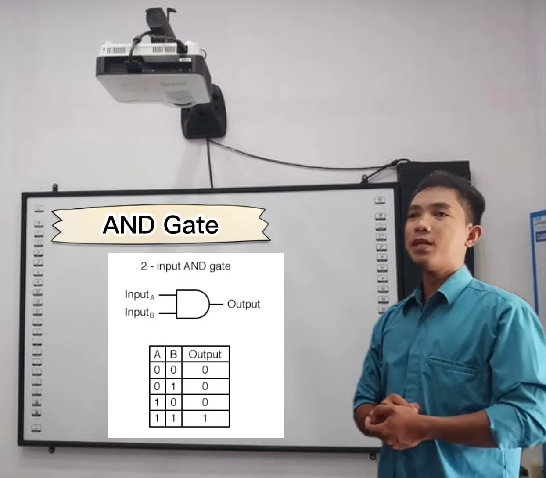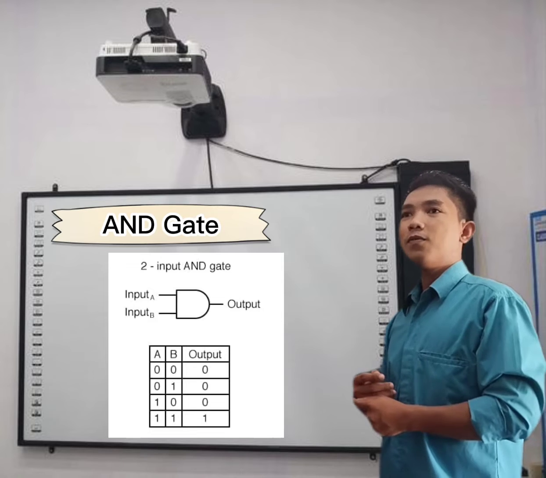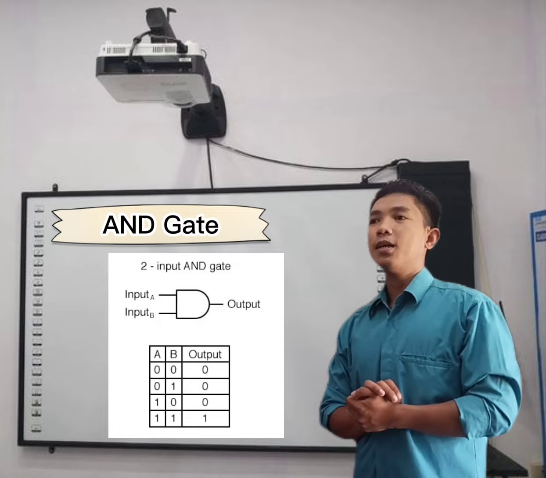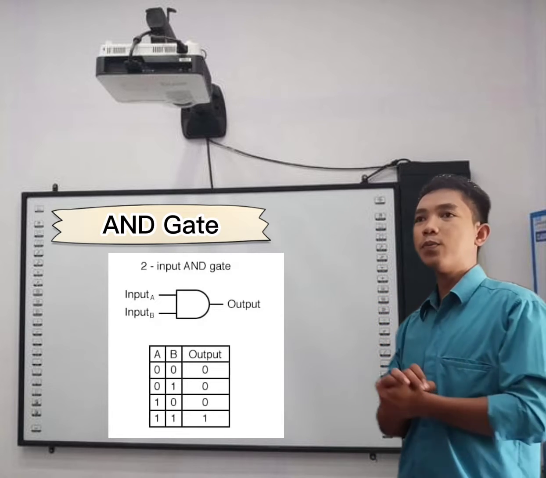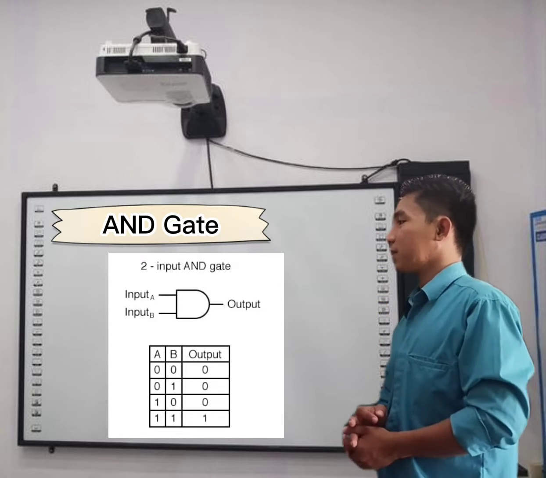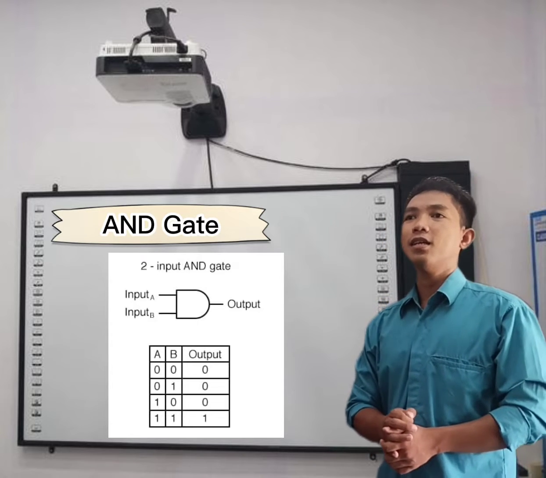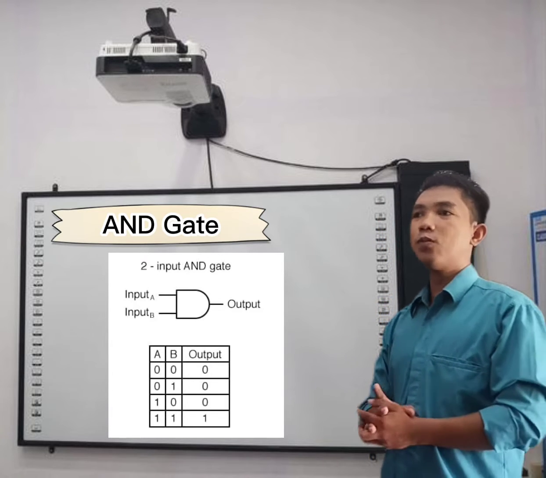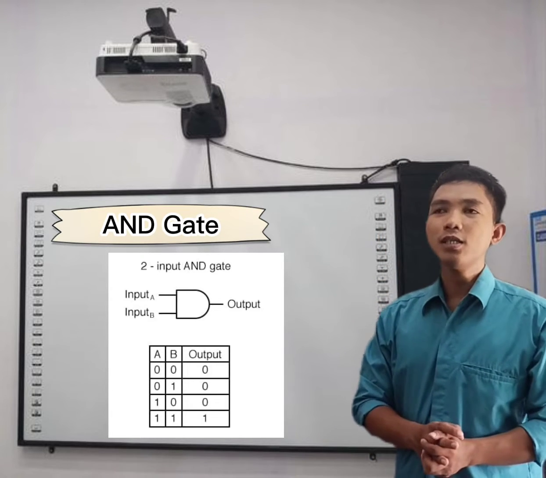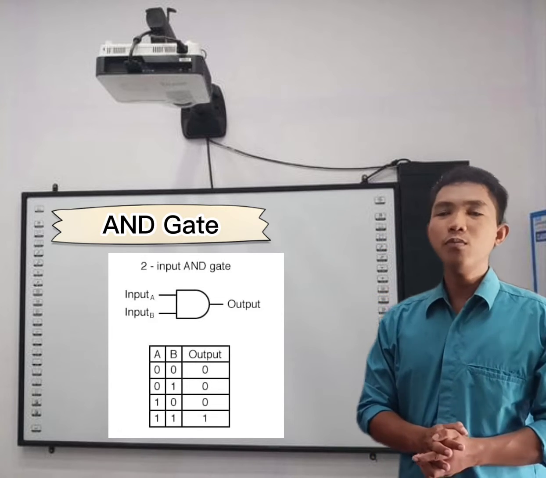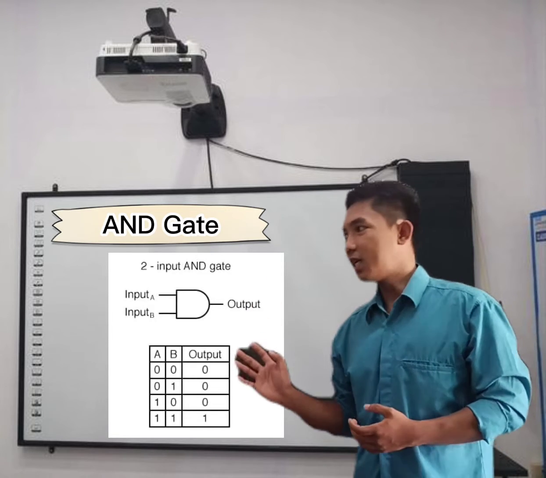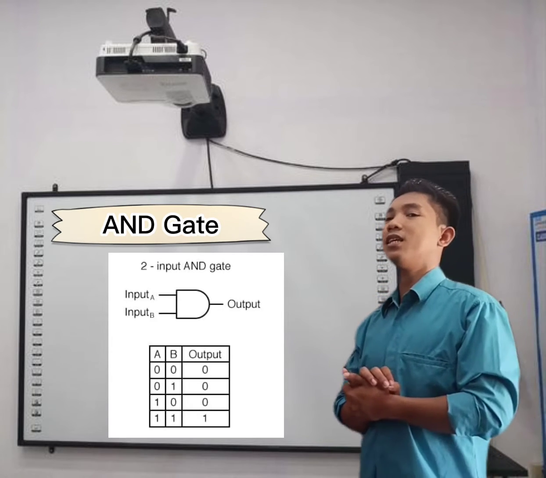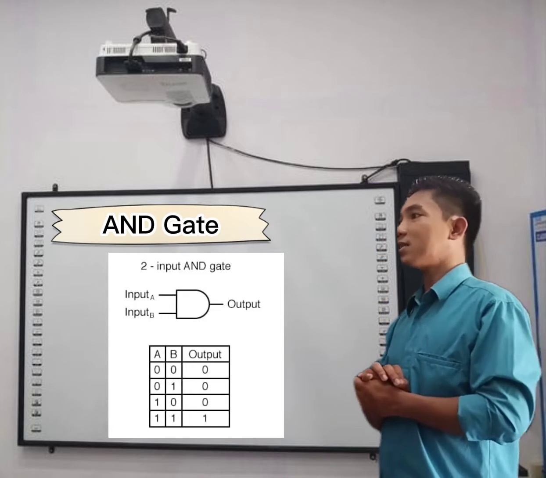The input 0 and the input 0 will become the output 0. The input 0 and input 1 has the output 0. The input 1 and the input 0 has the output 0. And the input 1 and input 1 has the output of 1. Because as we said, it is multiplication. When you multiply 0 and 0, it will become 0. And 0 times 1 equals 0. 1 times 0 equals 0. And 1 times 1 equals 1.